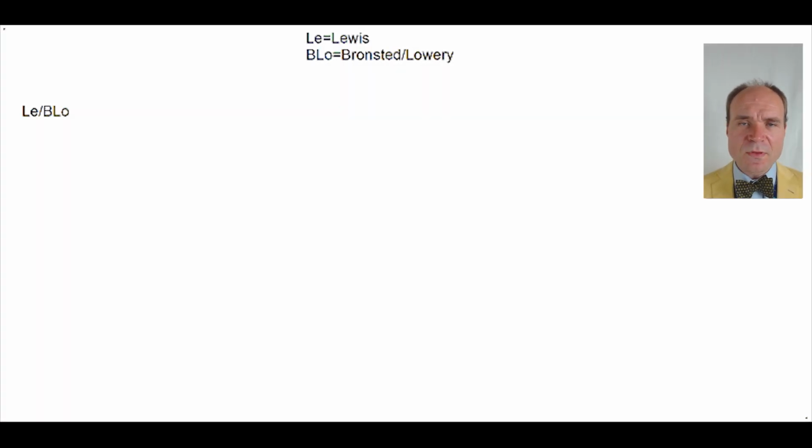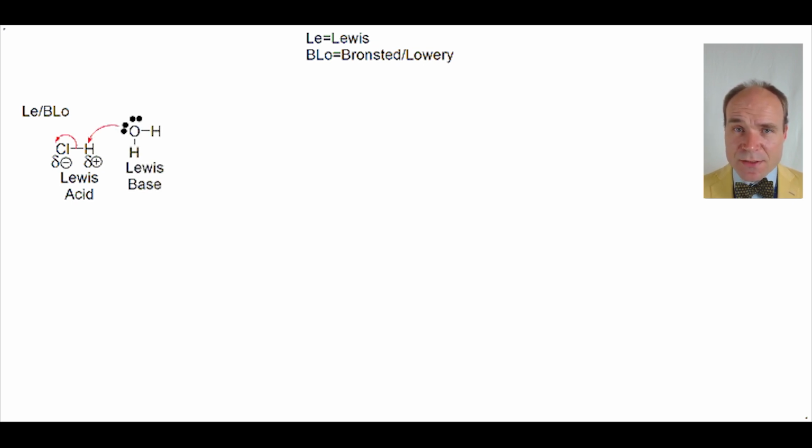In this first example, we see a Lewis acid reacting with a Lewis base. When we draw in the reaction arrows, we see the movement of two electrons, the electron pair. The Lewis base donates the electron pair, whilst the Lewis acid accepts the electron pair.